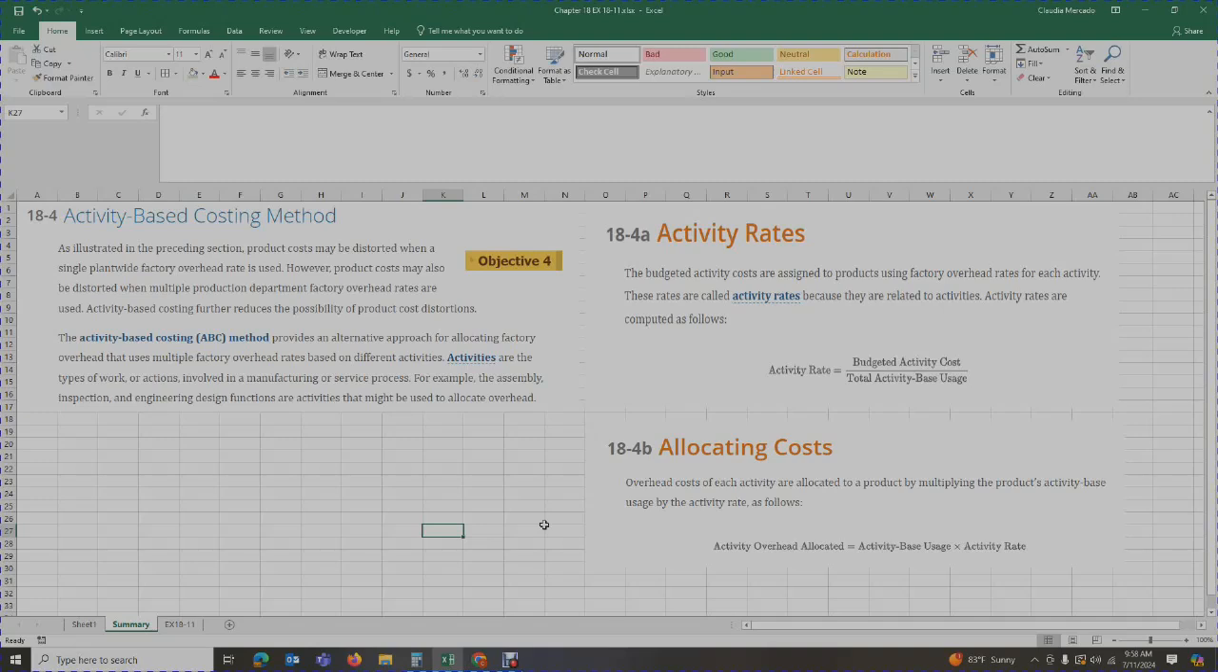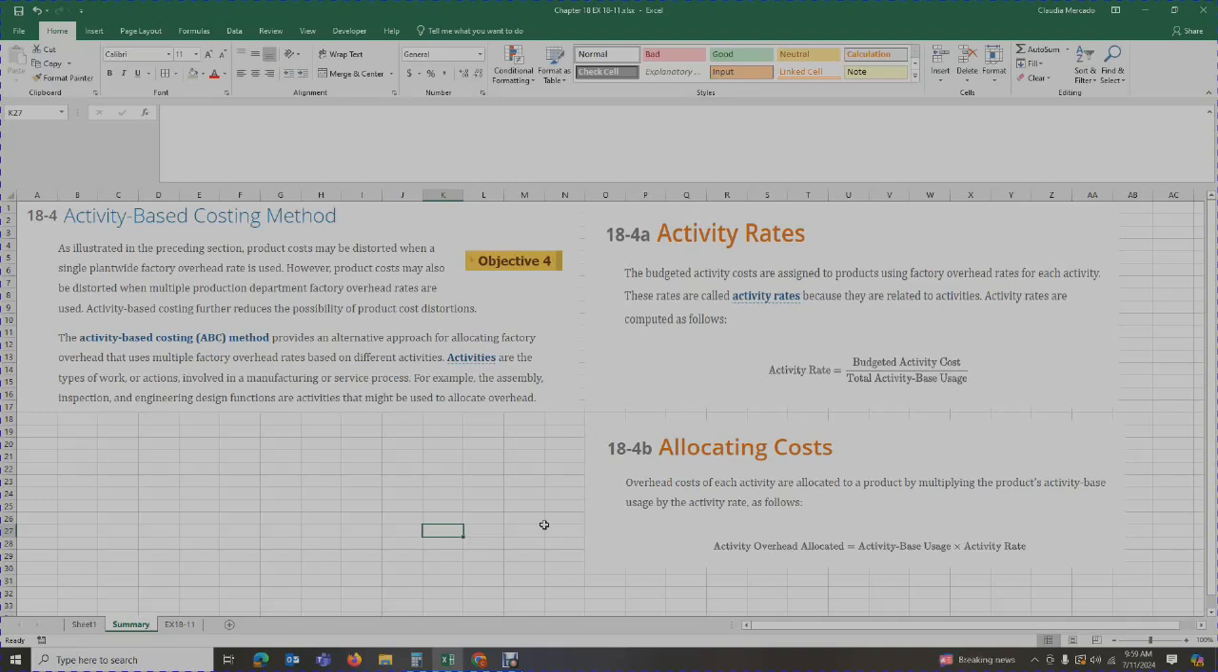So the activity-based costing method provides an alternative approach for allocating factory overhead that uses multiple factory overhead rates based on different activities. So what is an activity? Activities are the types of work or actions involved in a manufacturing or service process. For example, the assembly, inspection, and engineering design functions are activities that might be used to allocate overhead. And those activities vary depending on the type of manufacturing product or the type of service that you provide. These are not standard. They are developed according to specific needs based on the manufacturing process for the goods or services that you are providing.